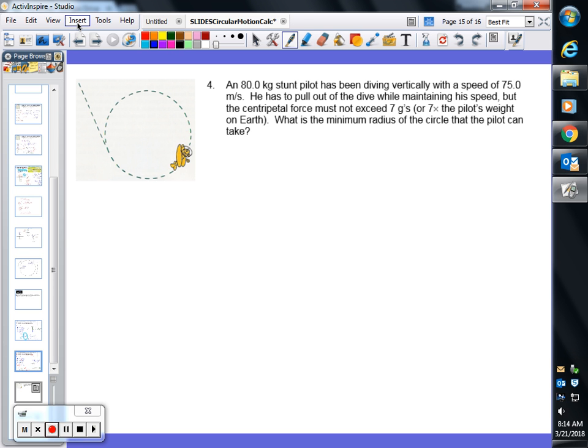So, this question here is asking us for a radius. It tells us that the mass of this stunt pilot is 80 kilograms. It tells us that he's traveling at 75 meters per second. Okay, good there? All right, based on the previous 2 problems, well, let's go here.